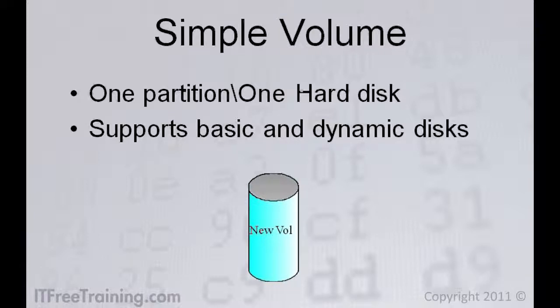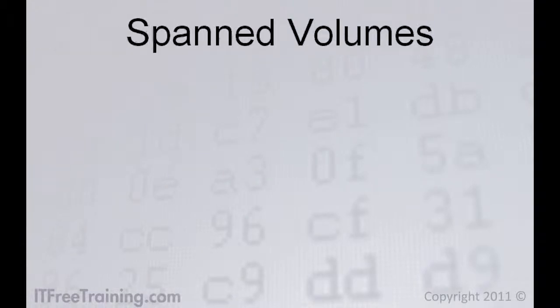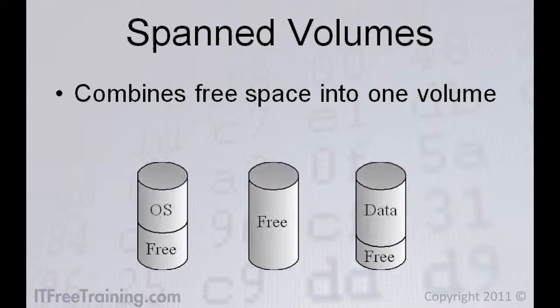Simple volumes are just a matter of right-clicking on some free hard disk space in the disk manager and selecting New Simple Volume. Span volumes allow you to use free space on multiple hard disks and create one big volume. In the example shown, there are 3 hard disks with space on them. Using a span volume, I can create a new volume that uses all the free space from these 3 hard disks as one big volume.